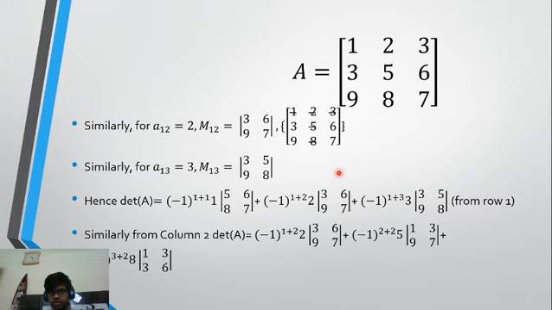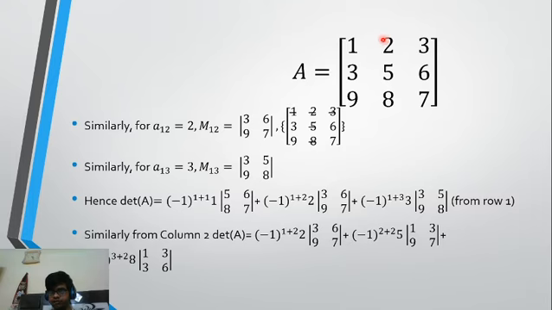Whichever we wish we can do; this depends on the easiness of the calculation. The answer of all the possibilities will be the same. Similarly, from column 2, we have 2, 5 and 8: A12, A22 and A32. Now minus 1 to the power i plus j, 1 plus 2.